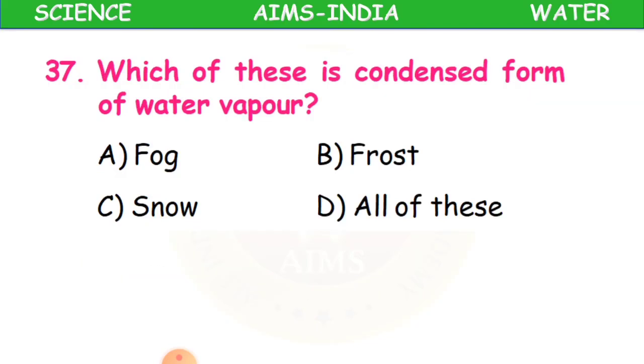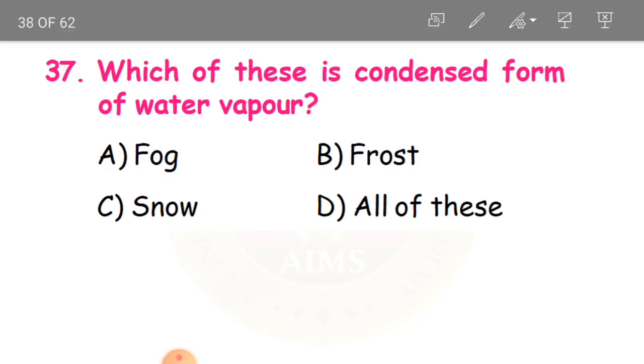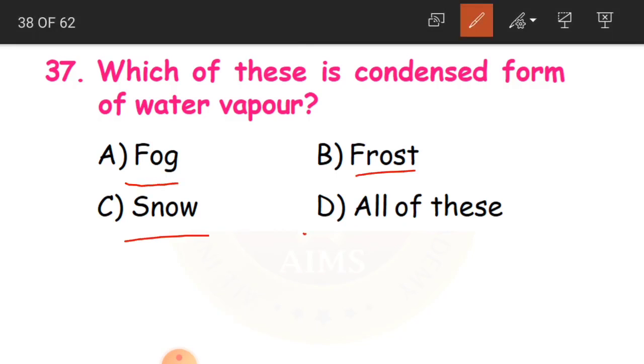Clear? 37th question. Which of these is condensed form of water vapor? Condensed form means what, children? Where the gas or vapor is going to change into liquid. Okay. Which of these is condensed form of water vapor? Okay. So fog, frost, snow, or all of this? So what will be the answer? It is all of this. All these objects. That is D option is the correct one. All are the condensed form of water vapor.